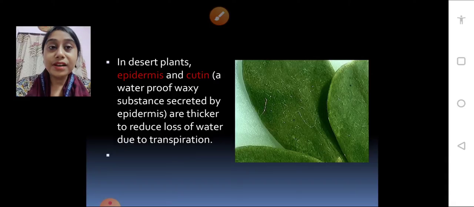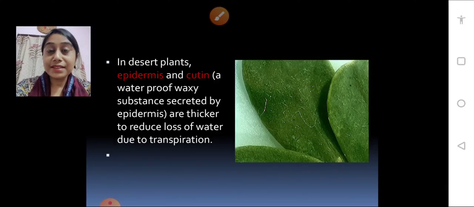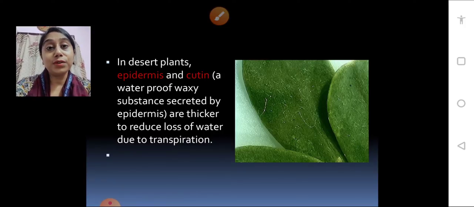So this epidermis and the cutin secreted by the epidermis are present over the green parts of the plant, the leaf, the young stems. And what is the function? They check the loss of water through evaporation. That means they check transpiration. See, desert plants have to protect the water because the desert has a scarcity of water. So plants have to save the water.